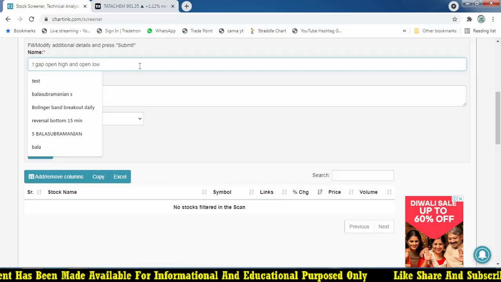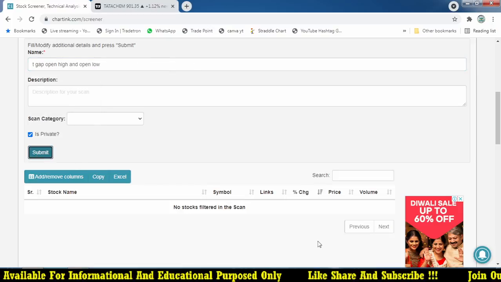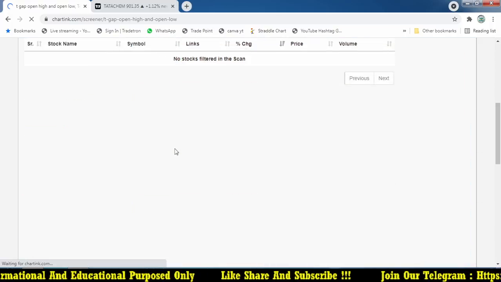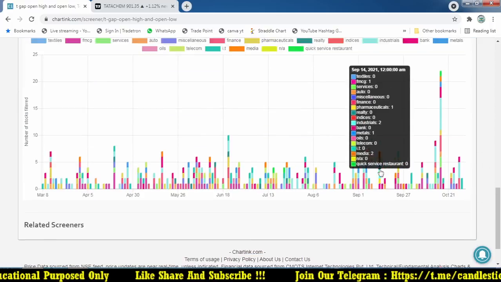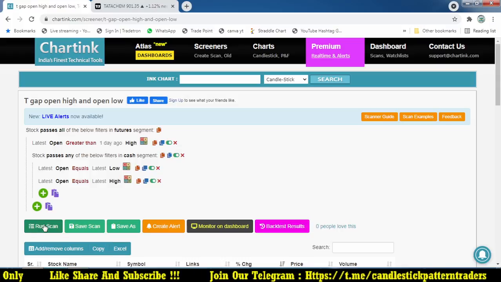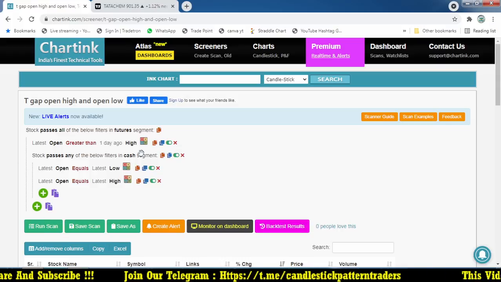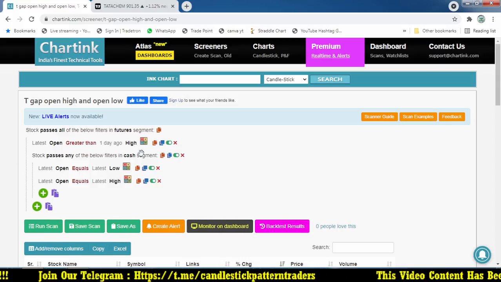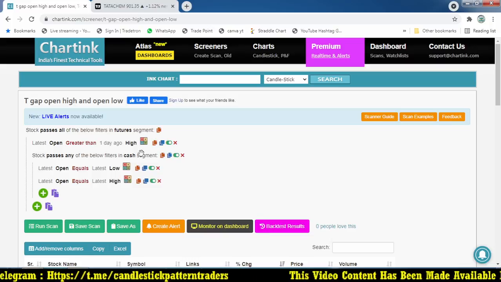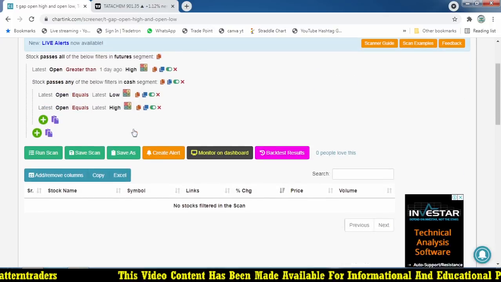So let's find out now. We will find some stocks. So many stocks we got right now. This is the basis: when the stock opens above the previous day high, if it forms open low, we are going to buy. If it forms open high, we are going to sell. That is the concept I created here.